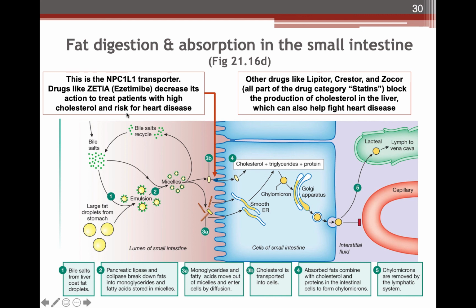So there is a drug called Zetia. Maybe you've heard of this on TV. I've seen it advertised on TV. Zetia decreases the action of this transporter right there. And so it can be used to treat patients with high cholesterol and a high risk of cardiovascular disease. So there is a drug that's now on the market that can help to block that carrier protein right there and keep cholesterol from getting into the body. So that's one kind of drug that is used to manage cholesterol.